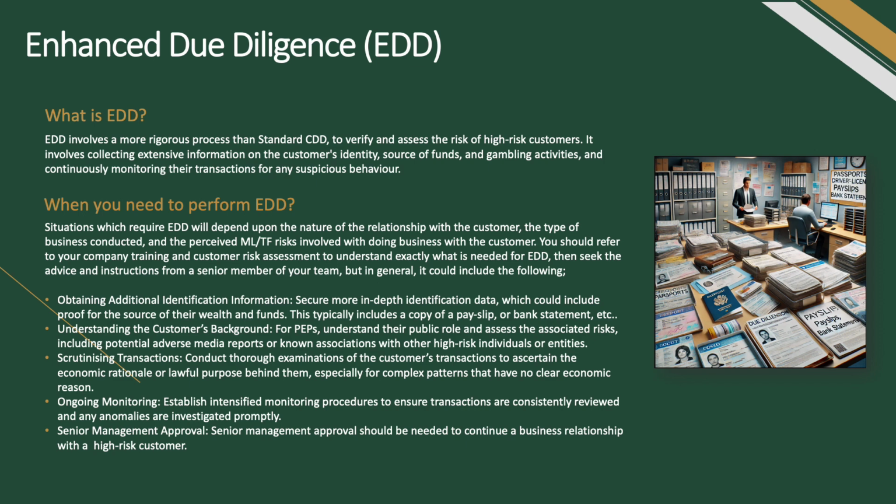Then, seek the advice and instructions from a senior or AML member of your team, but in general, it could include the following: obtaining additional identification information, understanding the customer's background, for politically exposed persons, or PEPs in short, understanding their public role and assess the associated risks, scrutinizing transactions thoroughly and continuously, and ensuring that senior management approval is obtained to continue a business relationship with a high-risk customer.